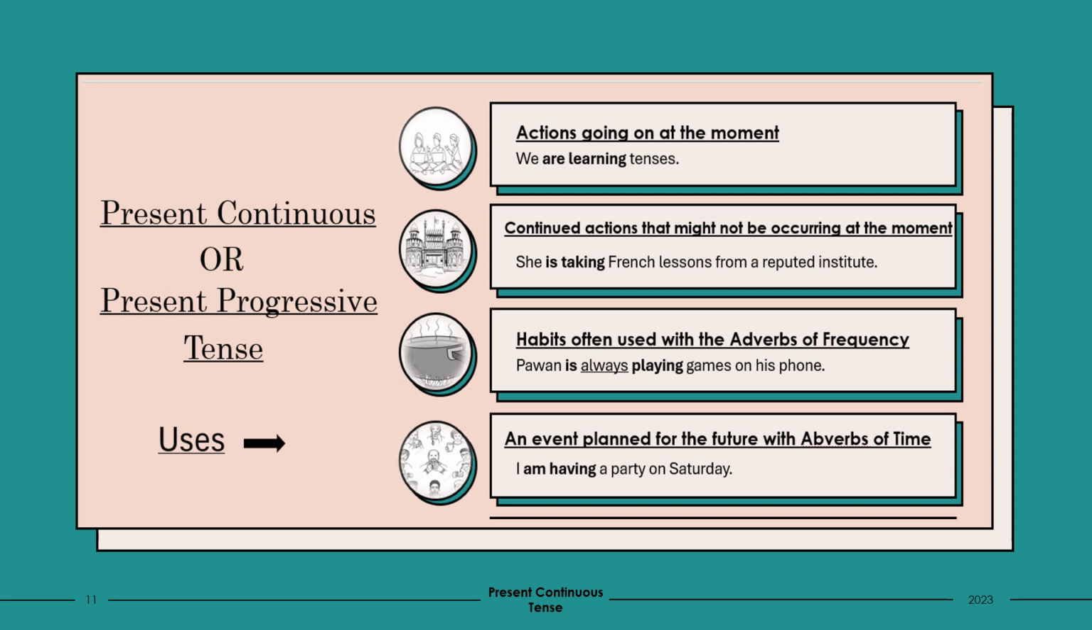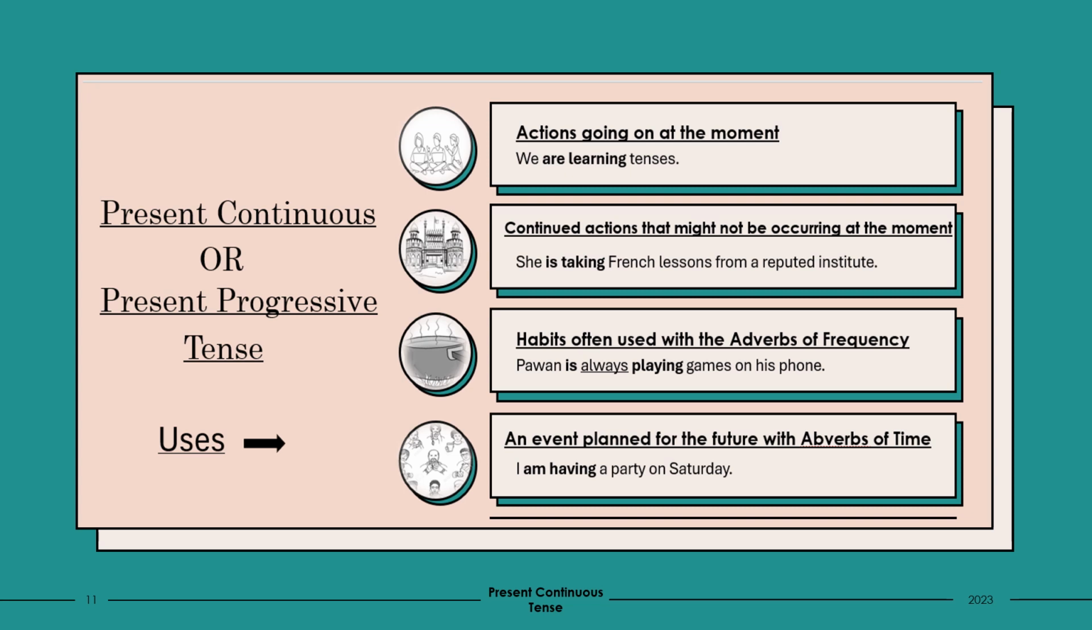So she is taking the lesson. She has taken the lesson today. She will do it tomorrow. So an action that is taking place in the present but not at this particular moment is also indicated by present continuous tense.